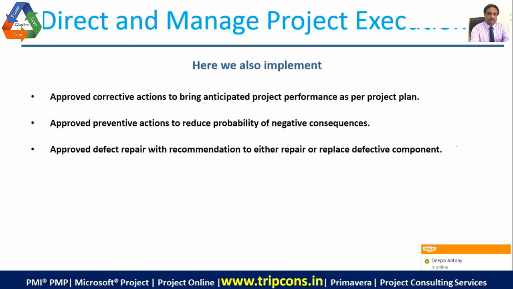You don't want that. So what we do here is put the approved corrective actions, the approved preventive actions, and the approved defect repair. Suppose you're doing something and you find something has been produced defectively. So there is some defect. What do you do? You fix it. You make sure that you create something that is acceptable to the client. The client won't accept any kind of defective products. Okay, so we all know that. So that's what we do in direct and manage project work execution.